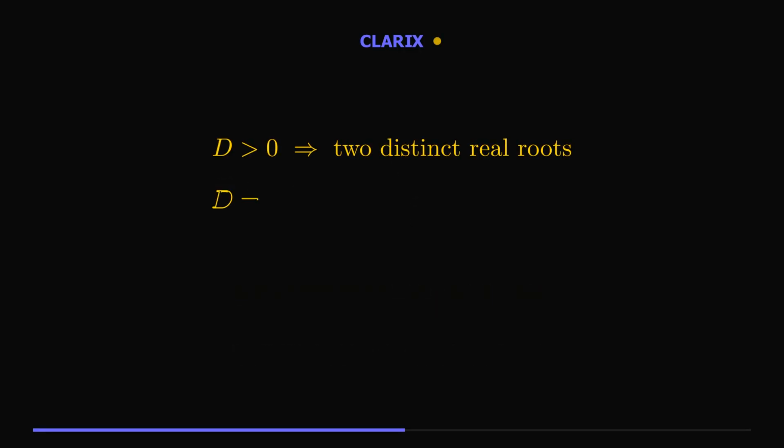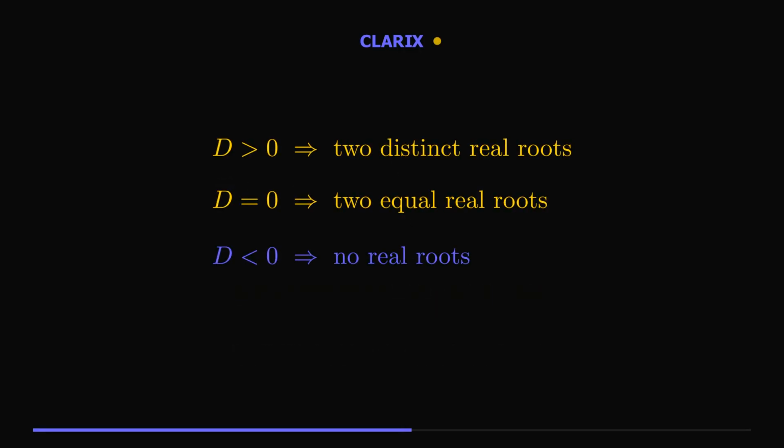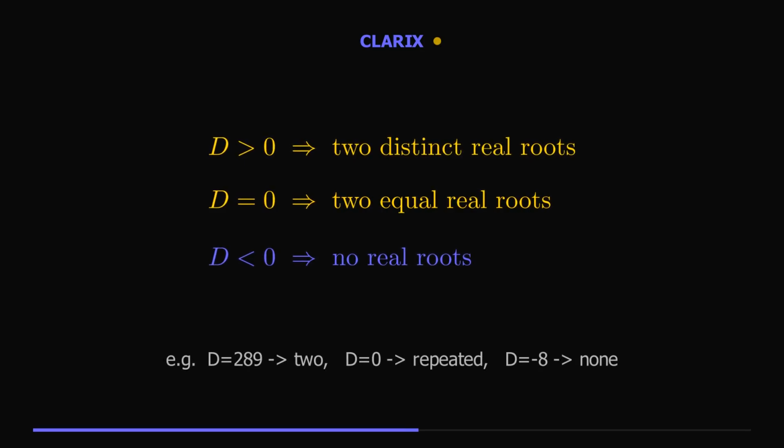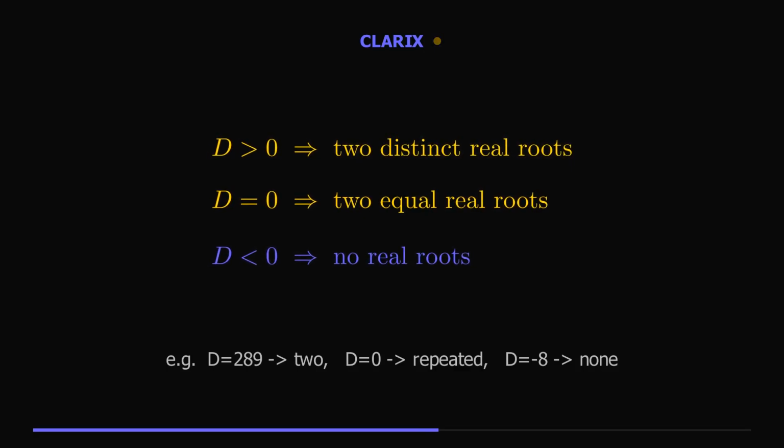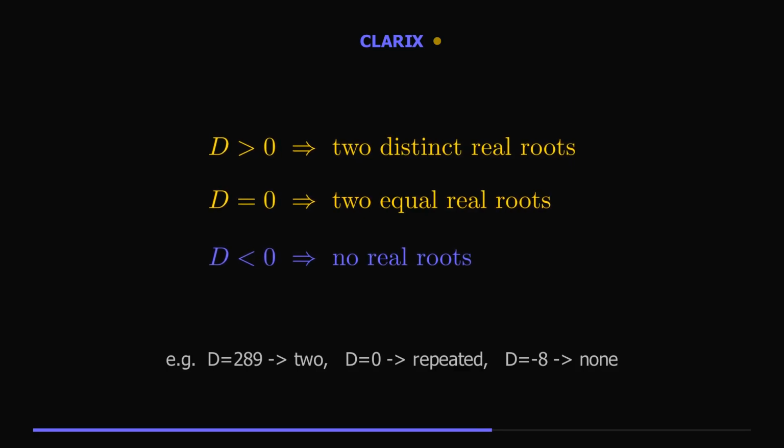Three possibilities. One: if D is greater than 0, positive, the square root is a real number, and the plus or minus gives two different answers. Two distinct real roots. Two: if D equals exactly 0, the square root is 0, so plus or minus 0 changes nothing. Both roots are the same. Two equal real roots, also called a repeated root. Three: if D is less than 0, negative, you'd need the square root of a negative number, which isn't real. So there are no real roots at all.